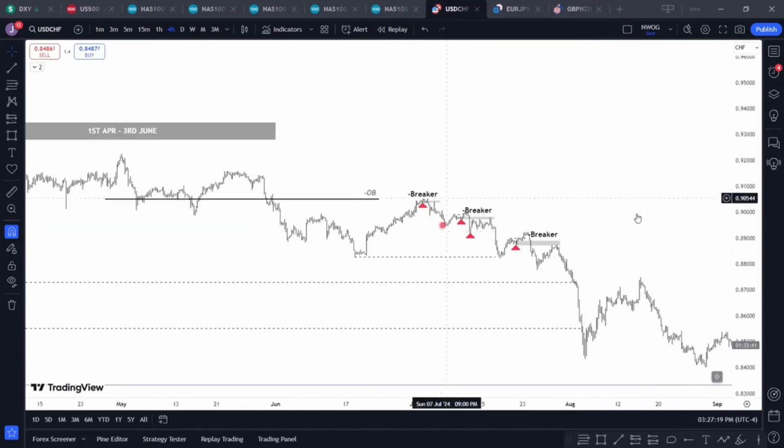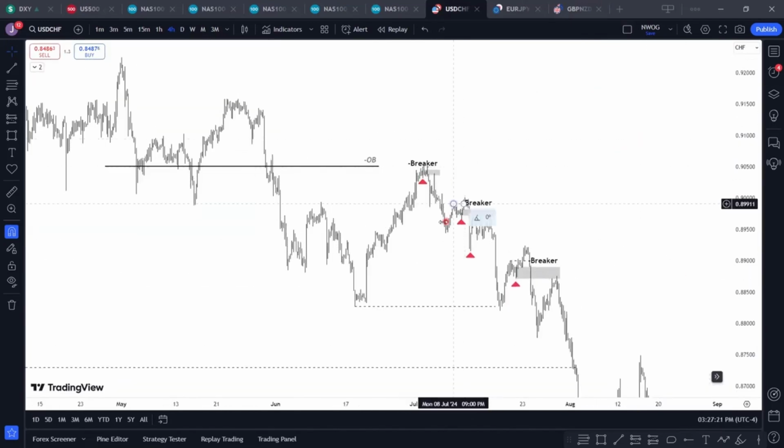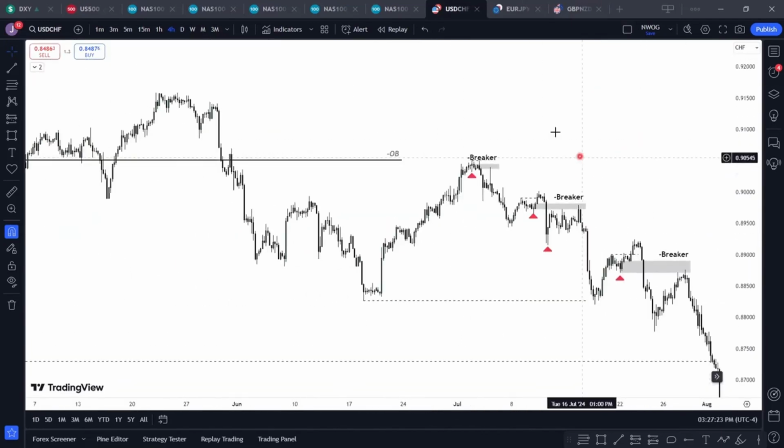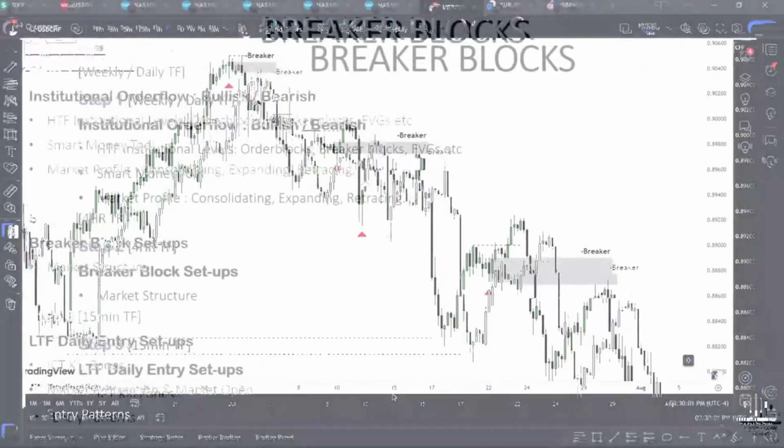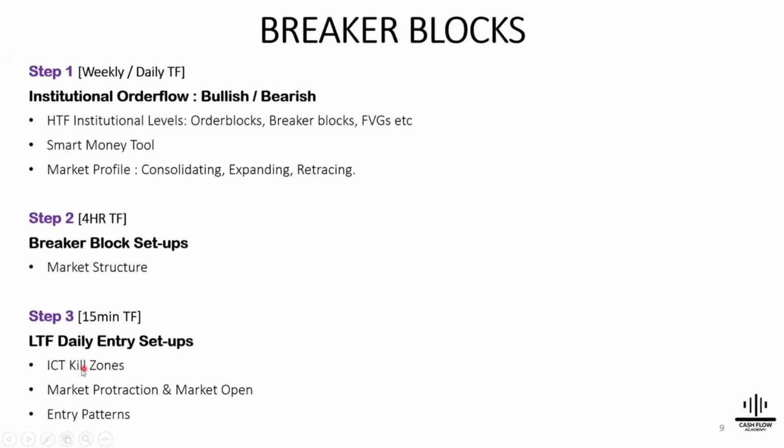Good. Now we've identified our breakout block in the 4-hour time frame. What do we want to do? We want to go down to a smaller time frame for our entries. So now let's go down to the 15-minute time frame and see how we can enter. So what are they again? The ICT Q zones. Remember, you have to include the London, the New York, or the Asian market protraction, and market open. Very important. And number 3, entry pattern.